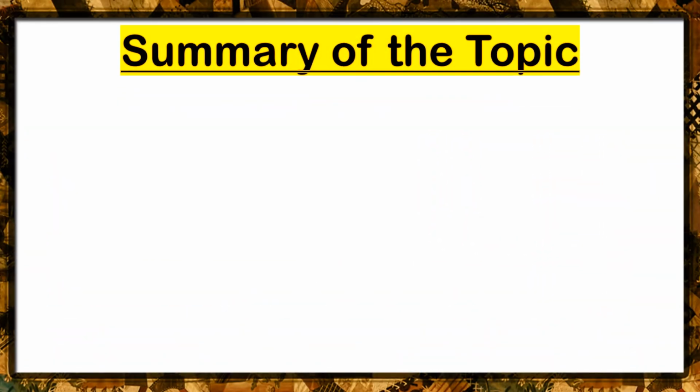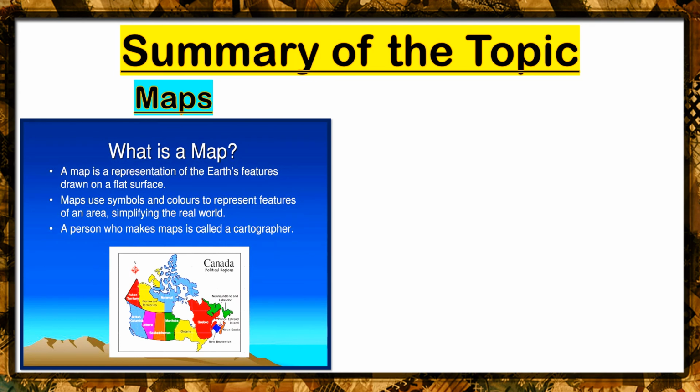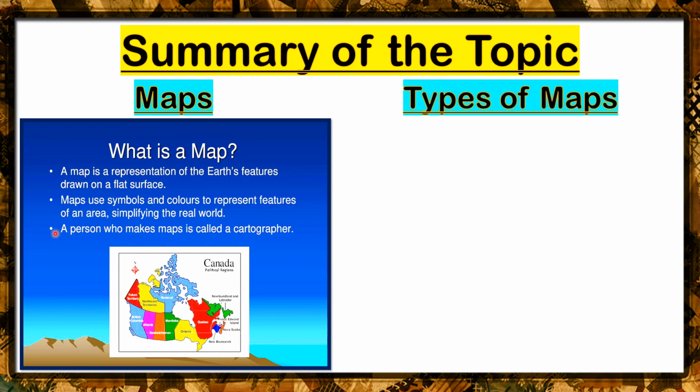Now, class, let us summarize the topic that we have for today. The first topic that we had is about maps. What is a map? A map is a representation of the Earth's features drawn on a flat surface on a paper. Maps use symbols and colors to represent features of an area, simplifying the real world. A person who makes a map is called a cartographer.